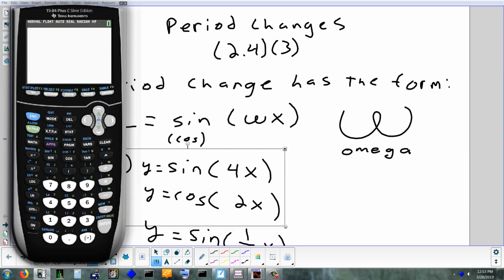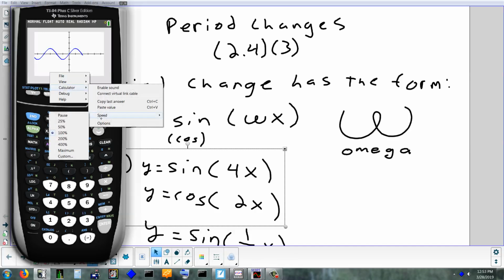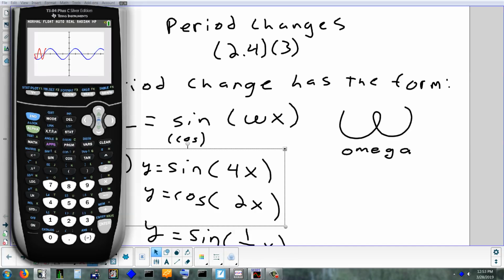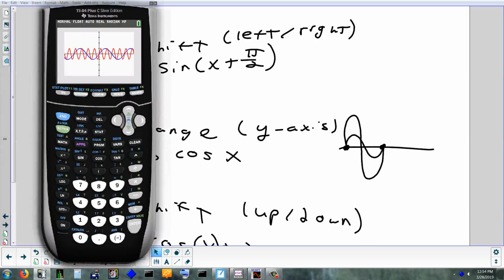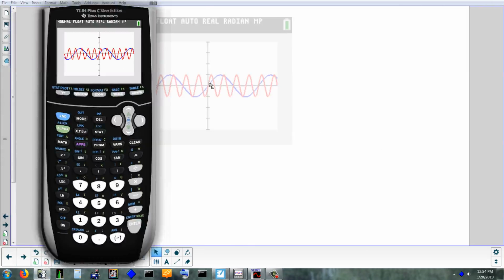So let me show you. Here's sine of x. Here's sine of 4x. So let's graph it. That's the original. And there's when you put in 4x. So it compressed it a lot. And if I make it bigger, it's easier to see how much it compressed it. So let's go like this.